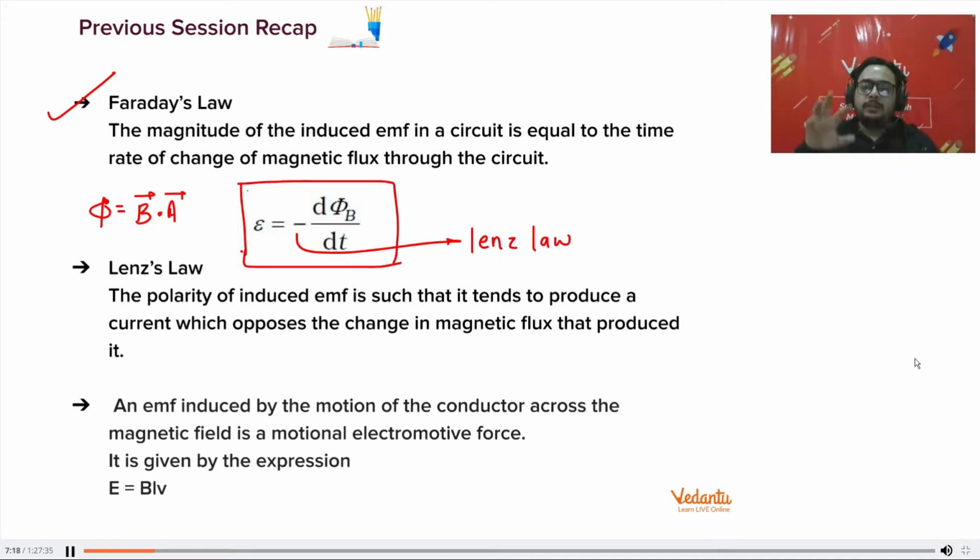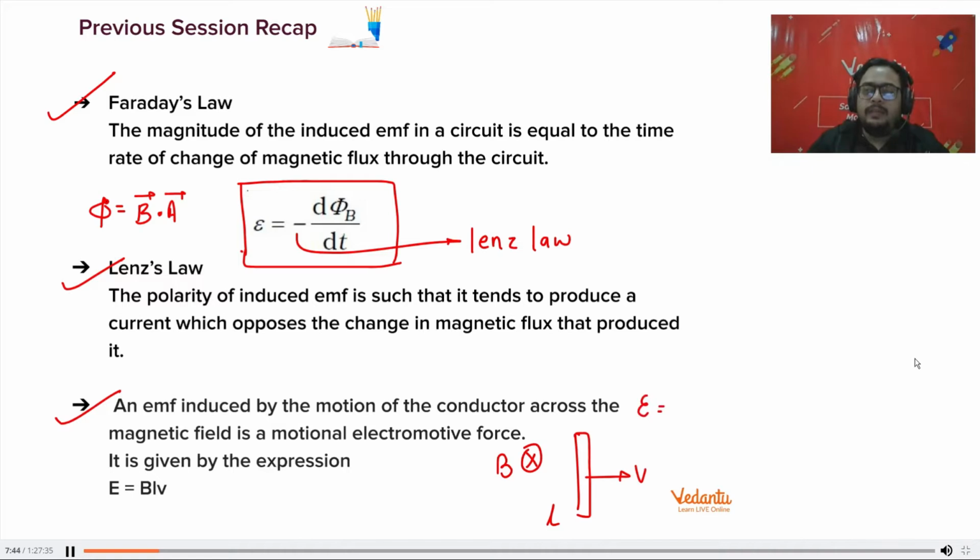If magnetic flux through a loop is increasing, the induced current is such that it tries to decrease it. If magnetic flux through a loop is decreasing, the induced current is such that it tries to increase it. Basically, you have to do opposite. That was our Lenz law. And finally, we studied about the motional EMF. If any rod of length L is moving with velocity v in a magnetic field B, then the EMF across the ends of the rod is simply given by BVL, where B, V and L should be perpendicular to each other. So any doubts in the recap, please feel free to ask.